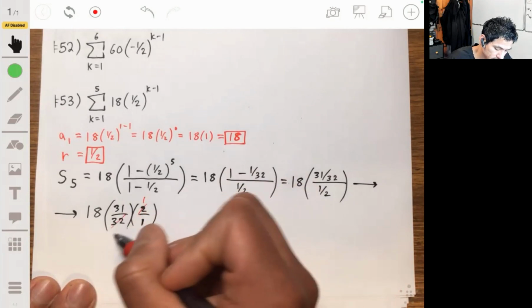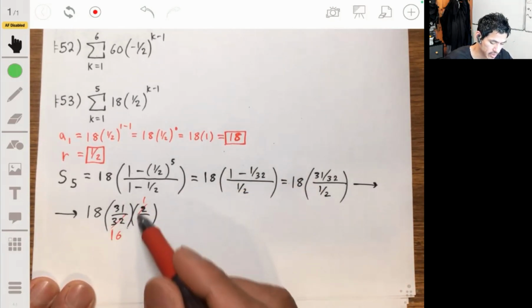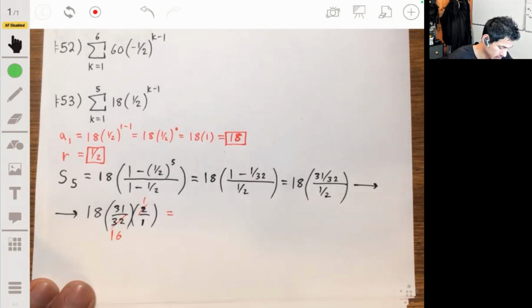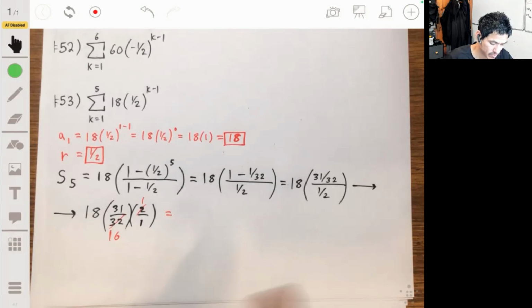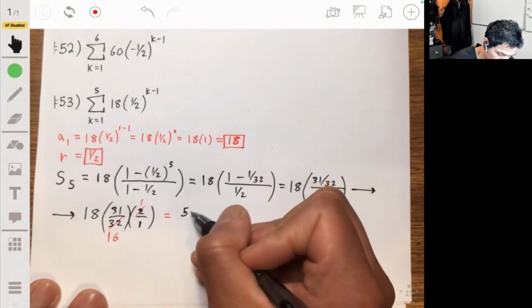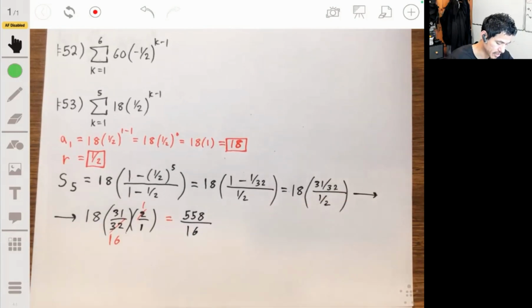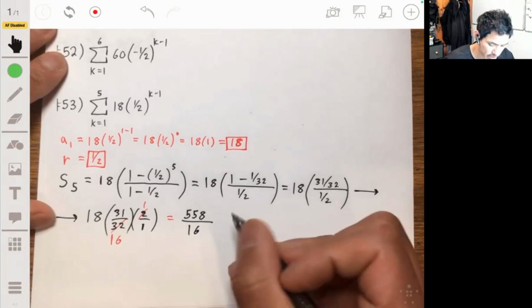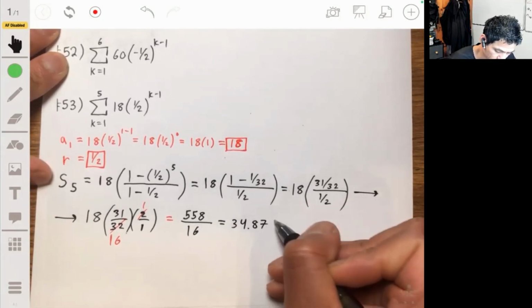Reducing that, 16. So 18 times 31 times 1 on top. It's 558 over 16. And that as a decimal will be 34.875.